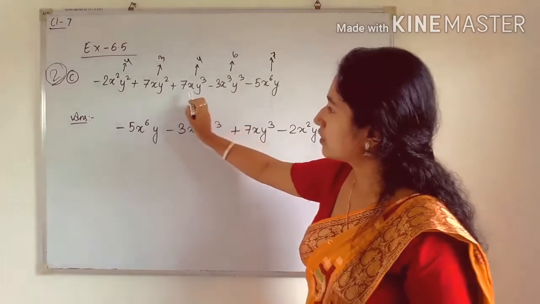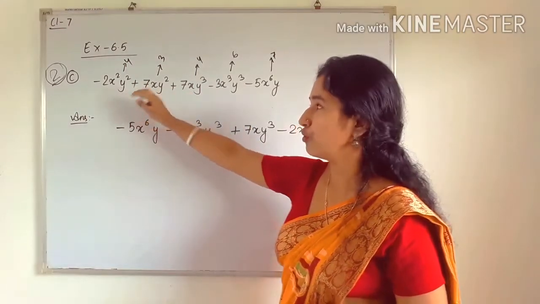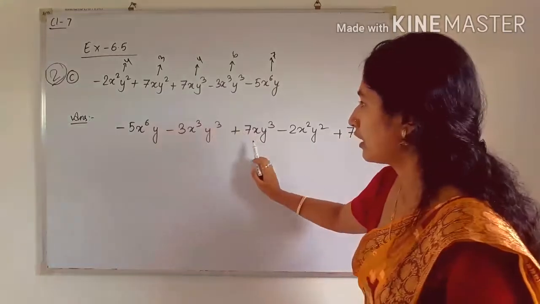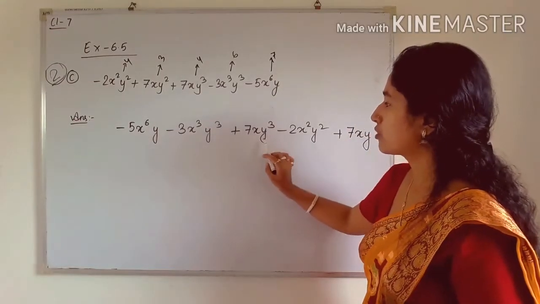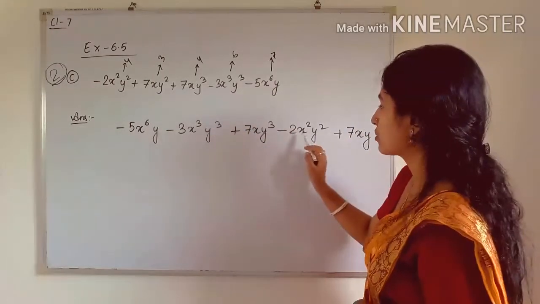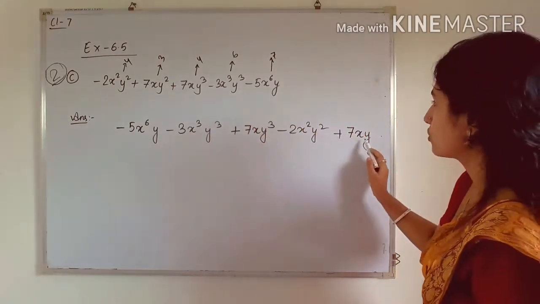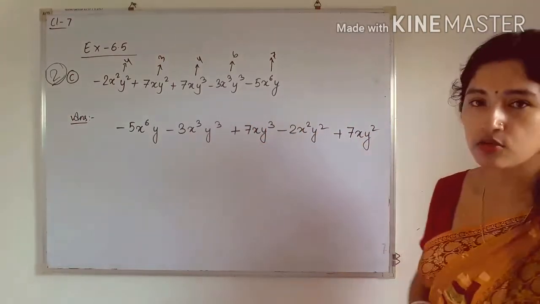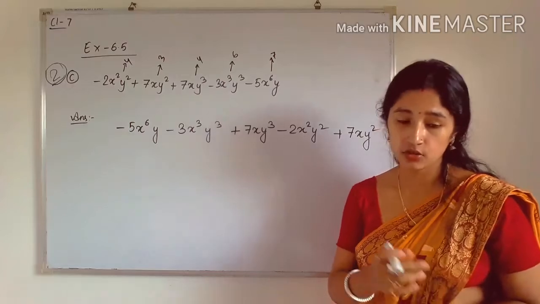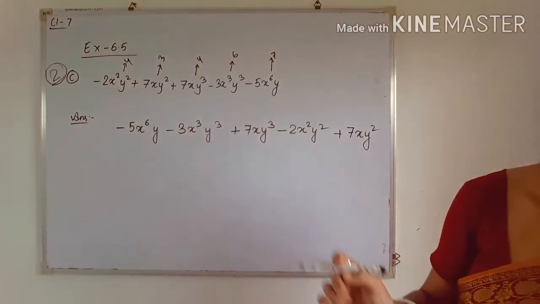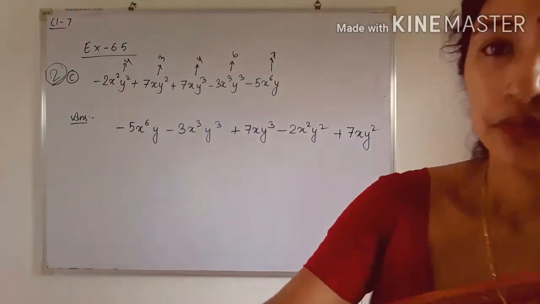After this one, see this one is also 4. This one is also 4. So you can write any of them at first. So I have written 7xy cube, then next minus 2x square y square, and then the lowest power, that is 7xy square. Okay, so write like this only. Try to do the remaining one.